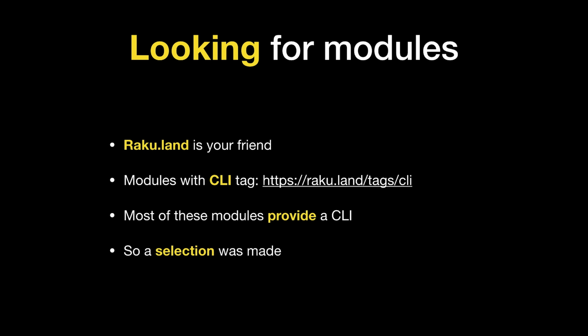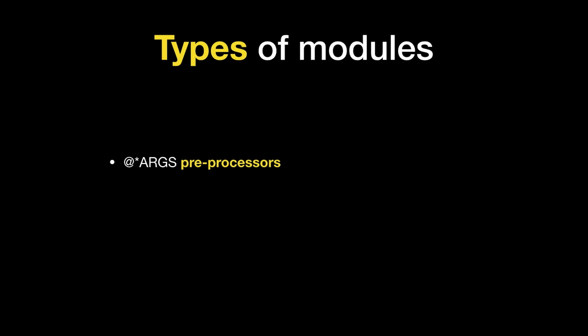So I had to make a selection, and I basically made a selection and found actually 3 types of modules in the ecosystem for making your scripts better. I called them the slurpy @*ARGS preprocessors. @*ARGS is basically where the command line parameters wind up verbatim before getting processed. There are the feedback enablers modules, and we have the MAIN candidate adders. These basically add a candidate to your MAIN sub for special purposes.